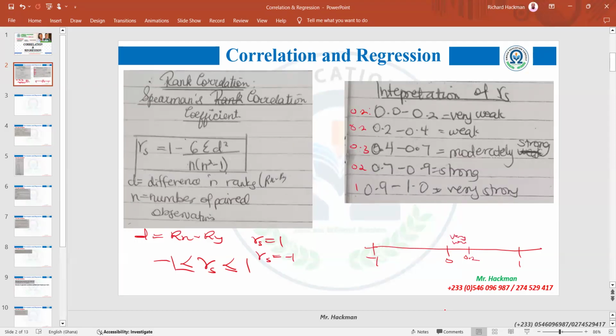Okay, so you have all the interpretation there. So when we get the values, look at your scale and use your scale to get the right interpretation. Because usually when you are asked to find the correlation coefficient, we don't end there. We will ask you to interpret your result based on what we have here.